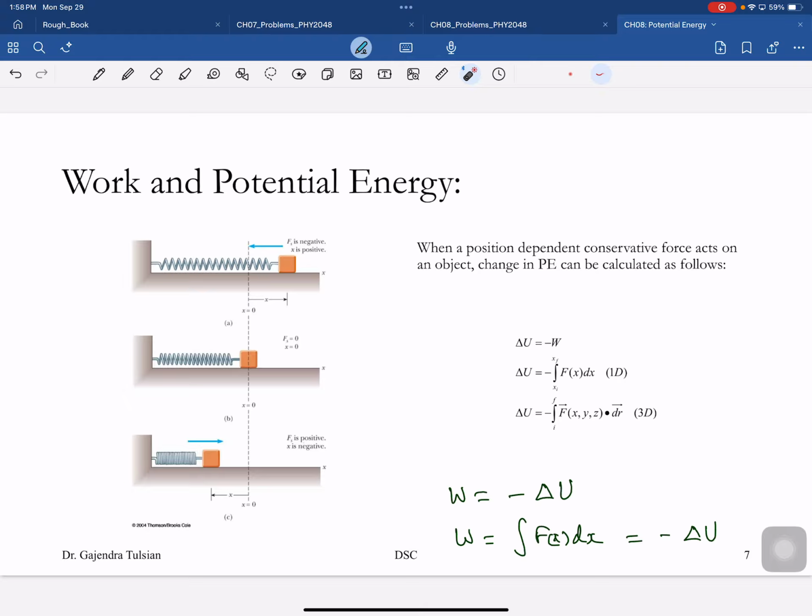All right. So for conservative forces, the work done is the change in potential energy. Work done is like that, and there's the change in potential energy. So this was for one dimension. For three dimensions, this is a line integral, and we'll come to that later. But right now, most of the chapter will deal with forces in one dimension.